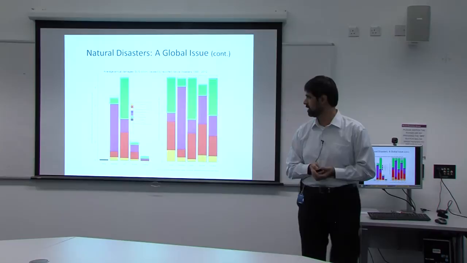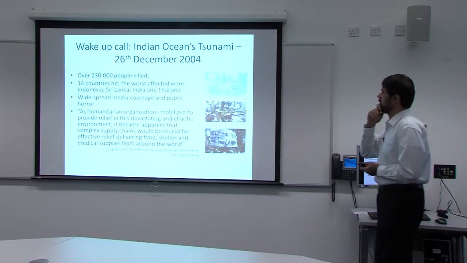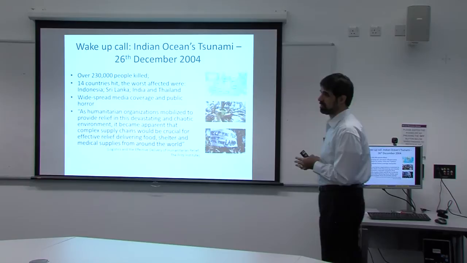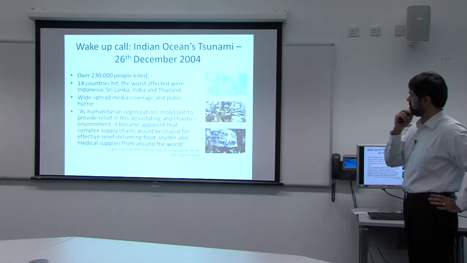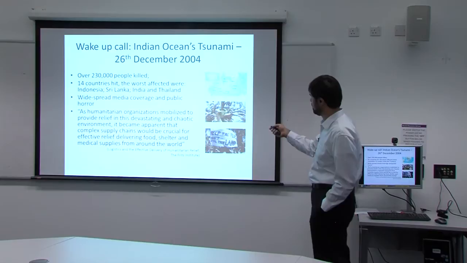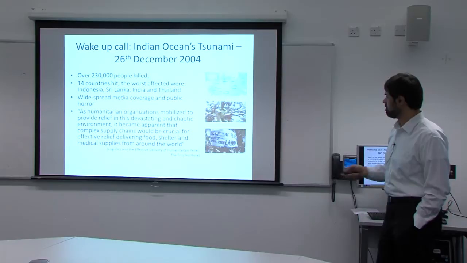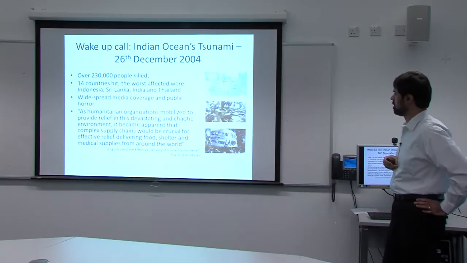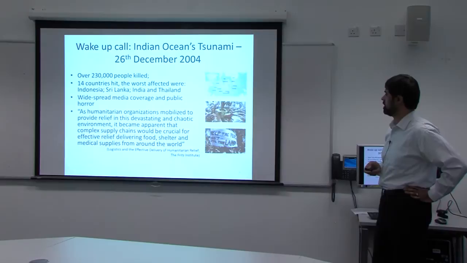The interest and attention of the research community to humanitarian supply chain management was attracted as a result of the chaos in the Indian Ocean tsunami in 2004, which hit 14 countries and killed 230,000 people and created a chaos in this region. This is a quote from the Fritz Institute. As humanitarian organizations mobilized to provide relief in this devastating and chaotic environment, it became apparent that complex supply chains would be crucial for effective relief, delivering food, shelter, and medical supplies from around the world.